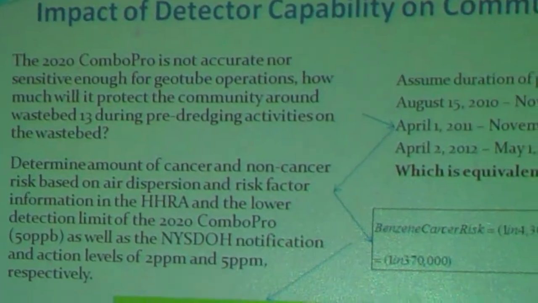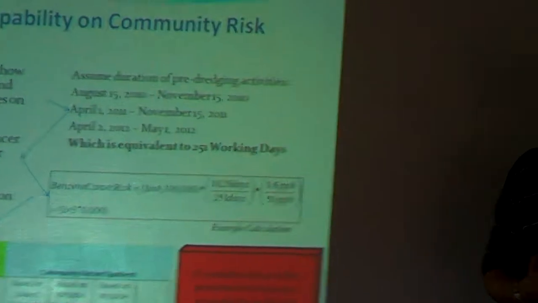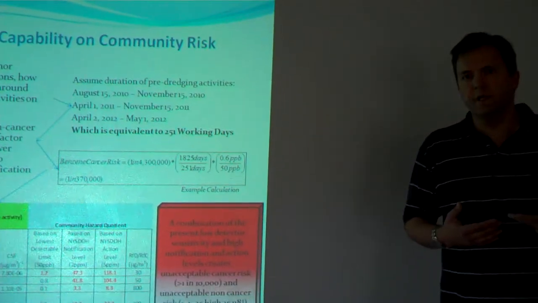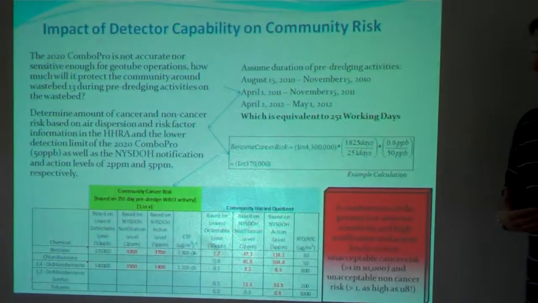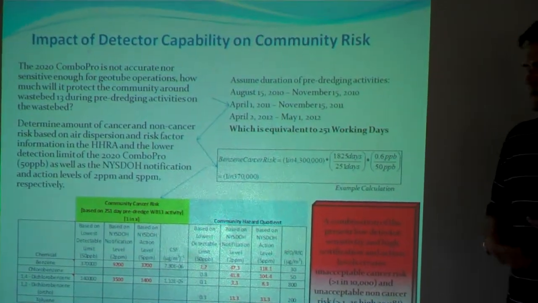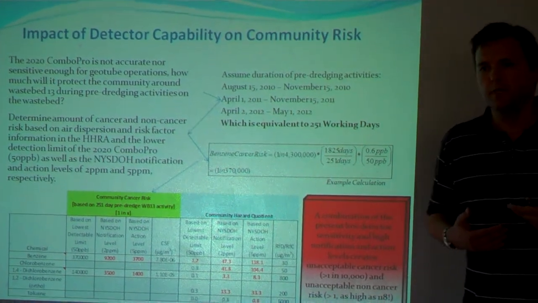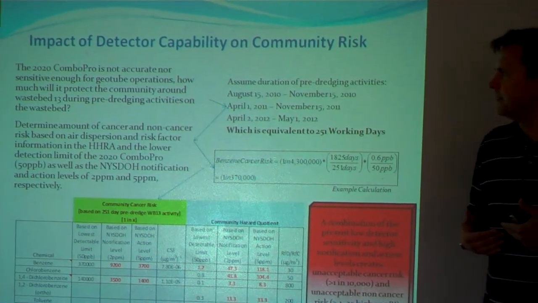What we're going to do here now is we're going to look at how much risk is introduced to the community by the ability for this sensor to detect volatile organic compounds. So using the Human Health Risk Assessment results and then doing scaling, we can actually figure that out for the next 2 years before they actually start dredging sediment.